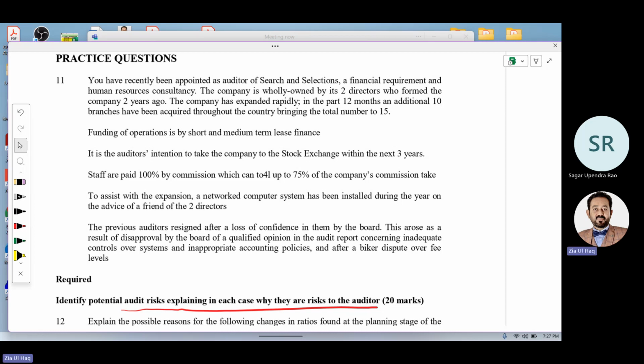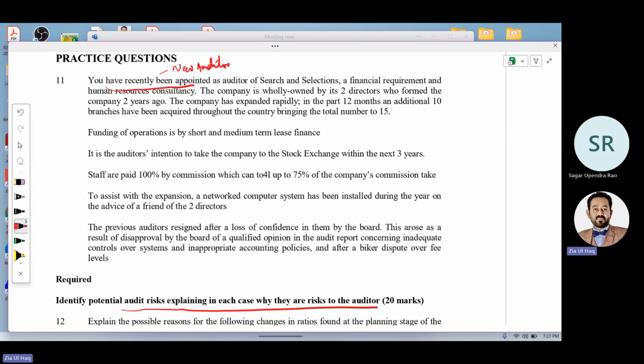Okay, let's discuss. You have recently been appointed as auditor. The auditor is new and going to conduct an audit for the first time. So due to lack of detailed knowledge about the client's business, he may not detect a misstatement. The auditor is searching for and selecting a financial recruitment and human resource consultancy.